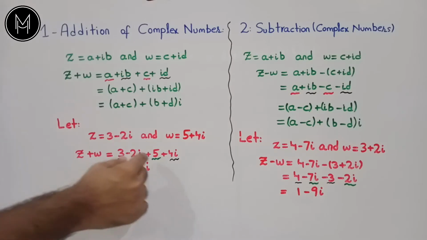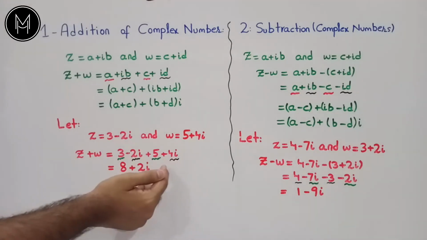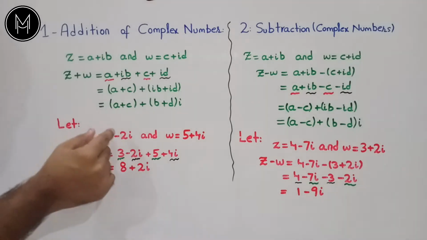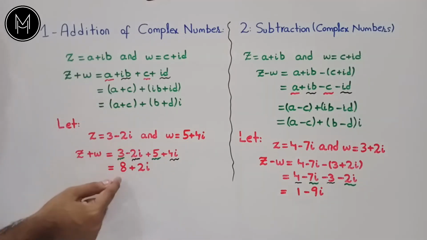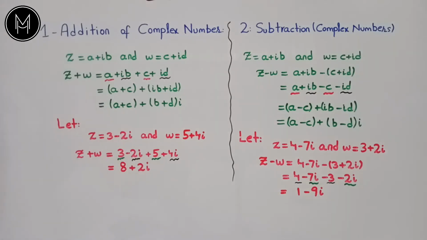So 3 plus 5 is equal to 8 and minus 2i plus 4i is equal to 2i. So this is the sum of complex numbers z and w, 8 plus 2i. 8 is the real part and 2 is the imaginary part. So this is the addition of complex numbers. Now let's move towards subtraction of complex numbers.